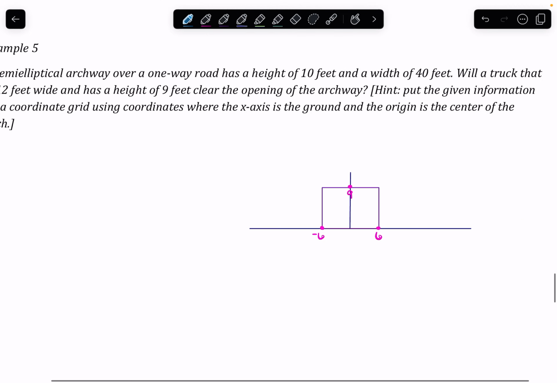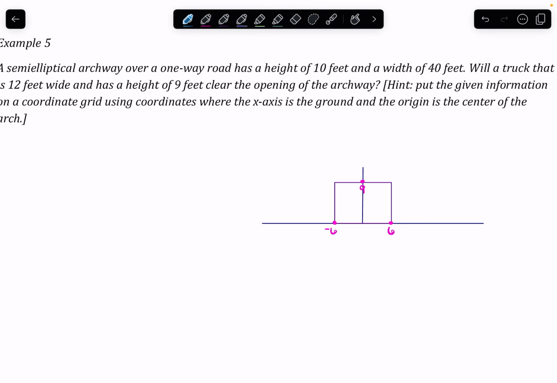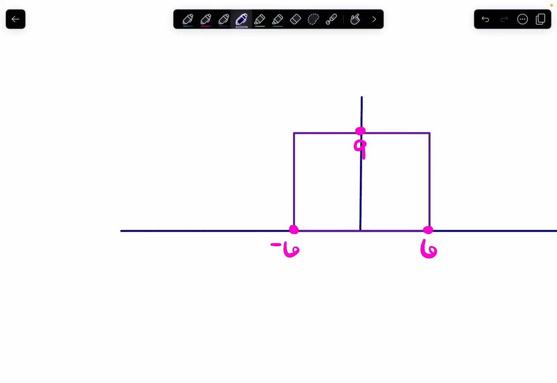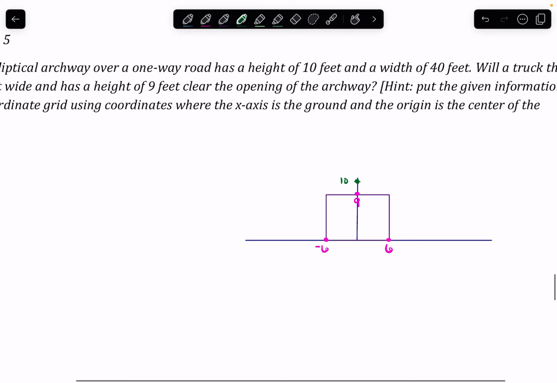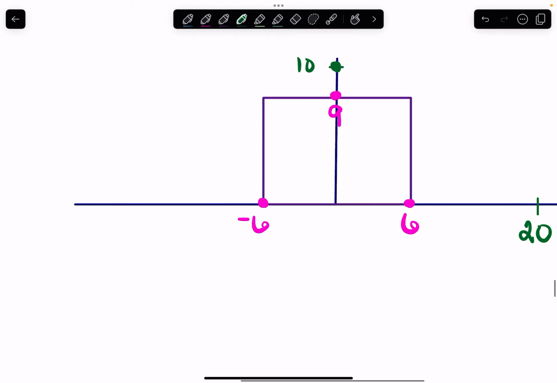All right, over an elliptical archway that has a height of 10 feet. So a height of 10 feet means it goes up to 10. So here is, let me get some other colors in here. We'll go green. I don't think I've used green. All right, so here's 10. There's the top of my archway. And then it says the archway has a width of 40 feet. So there's going to be 20 feet either direction. So we would come out here, 20. And then we would come over here to the left, 20.